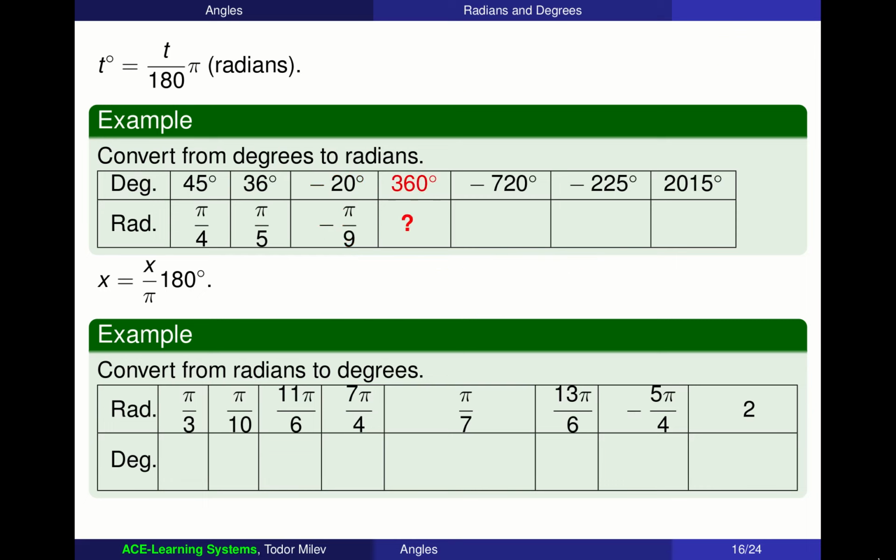360 degrees, how many radians? 2 pi. Negative 720 degrees, how many radians? Negative 4 pi. Minus 225 degrees, how many radians?